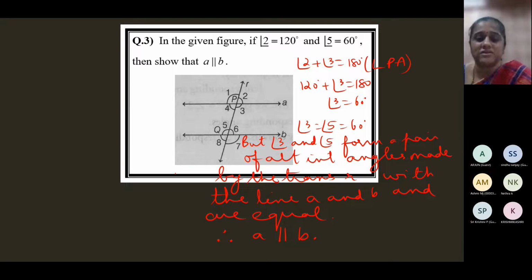And how do you write that? See here: but angle 3 and angle 5 form a pair of alternate interior angles made by the transversal R with the lines A and B, and are equal. Therefore, A is parallel to B. Please write down, children.